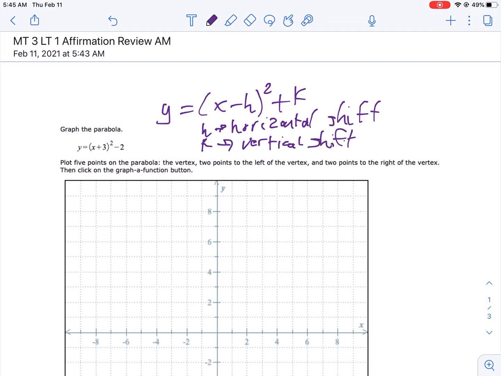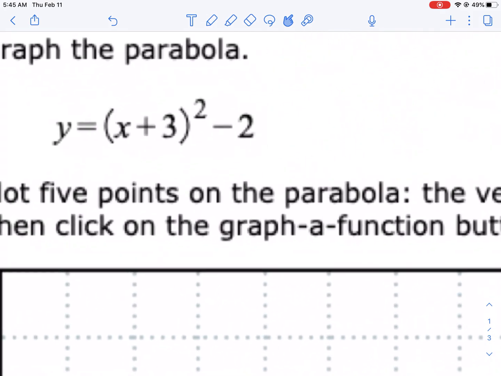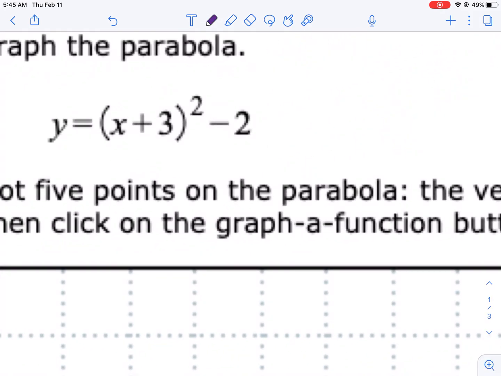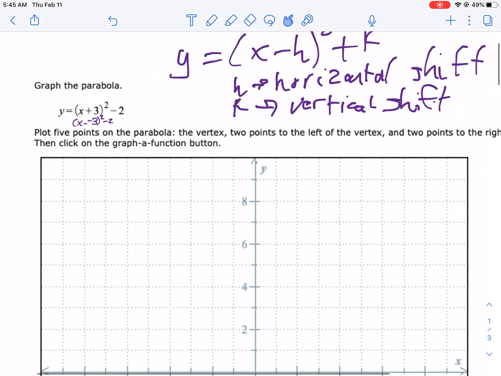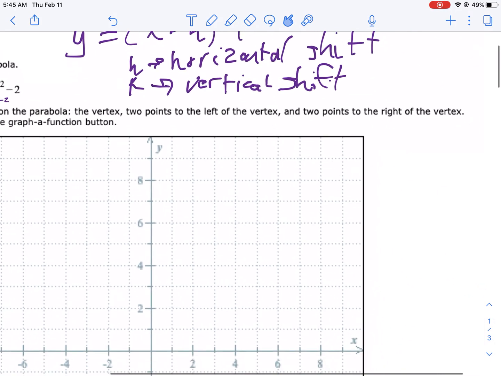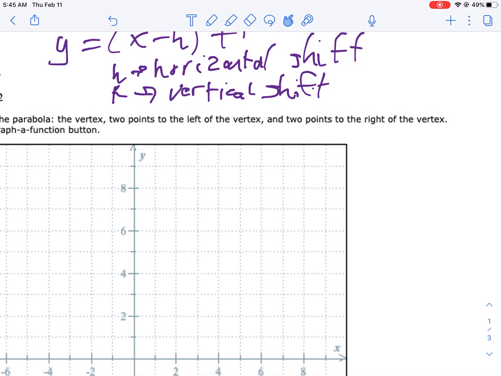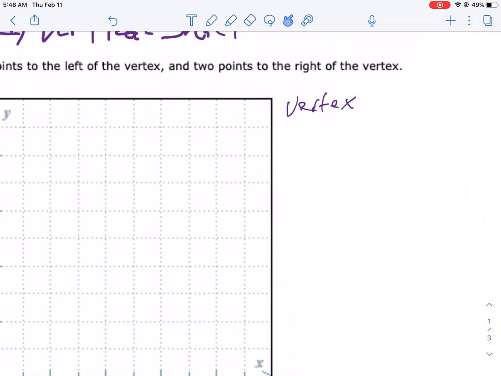Now notice on this problem, it's not in the form of x minus h, is it? It's in the form of x plus h. So that means that it's x minus a negative 3 squared minus 2. Now our directions is we're going to plot 5 points. We're going to plot the vertex, and we're going to plot 2 points on the left and 2 points on the right. So what happens here, I know my vertex is going to be at negative 3 and negative 2.